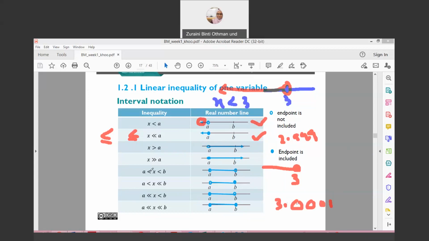Macam tu juga dengan yang lainnya. Bila dia ada greater, less or equal, greater or equal, maksudnya termasuklah nombor yang dinyatakan ni. Dan bila dia kata termasuk, nampak tak kat sini is close interval, maksudnya dia tertutup. When it's tak termasuk, it is open interval. Okay, nampak ni.